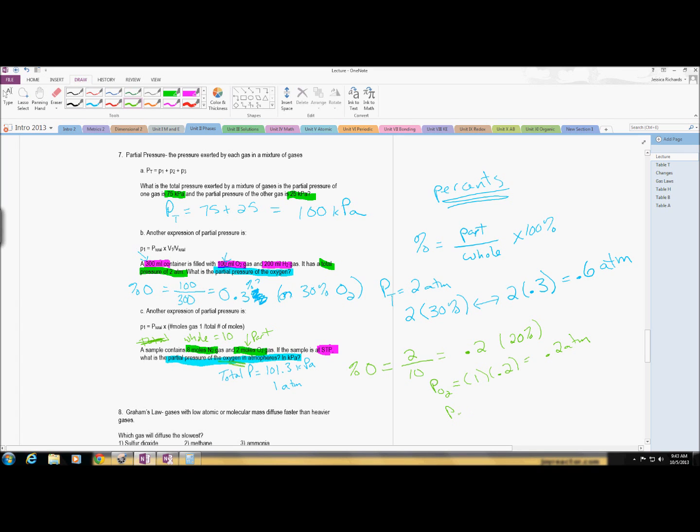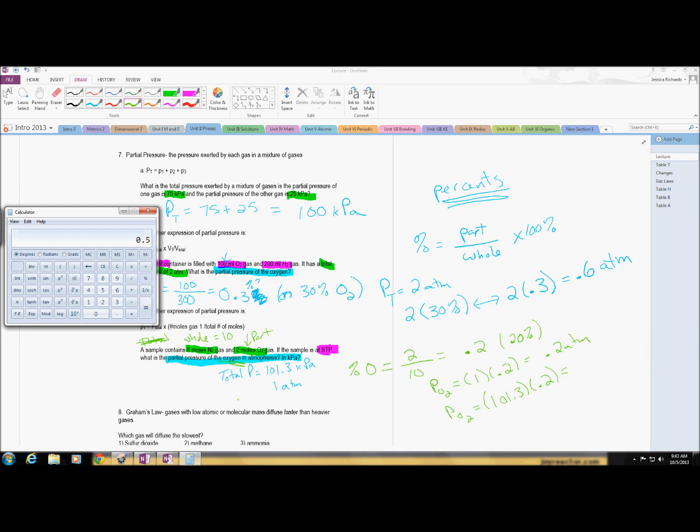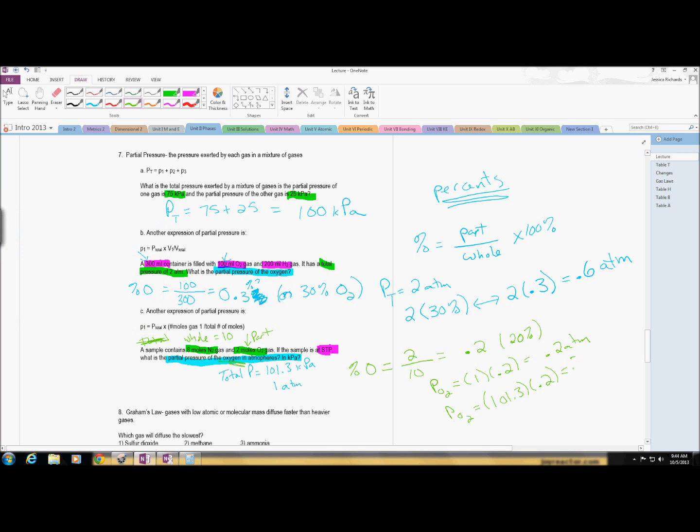And if I want to know the partial pressure of oxygen in kilopascals, I'm going to take 101.3 kPa and multiply that by 0.2. That one I don't want to do in my head, so we get out our trusty calculator. 101.3 kPa times 0.2, or 20%, and I get 20.26, and the units here are kPa.